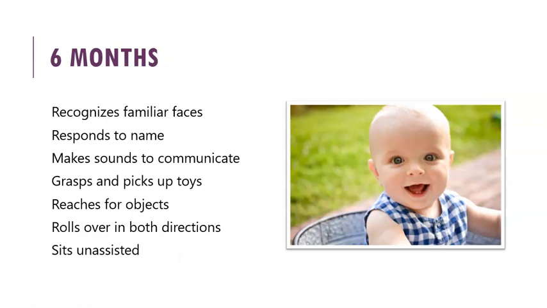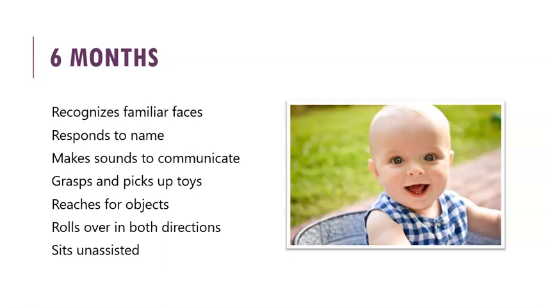Children who are 6 months old will start to recognize familiar faces, so people like mom and dad or their sibling. They should also respond to their name. So if they hear their name called, they may turn and look at the person who said their name. They'll make sounds to communicate. The 2-month-olds, remember I said they're going to coo and kind of gurgle, but they're not really necessarily purposefully communicating.